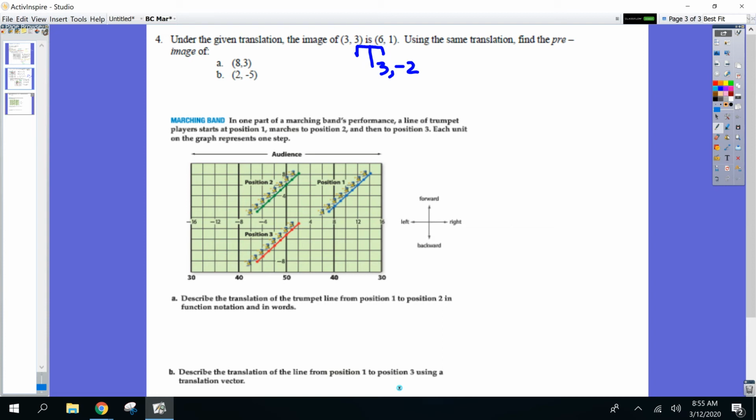The preimage. If you haven't done so already, go ahead. If you want to take a peek at what people around you are doing, just to make sure you are on the same page, you can do that. But I'm looking for the starting point. I ended up at 8, 3, and 2, -5. Where did I start?